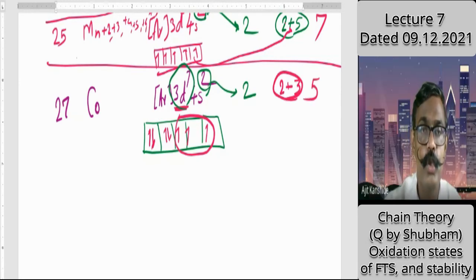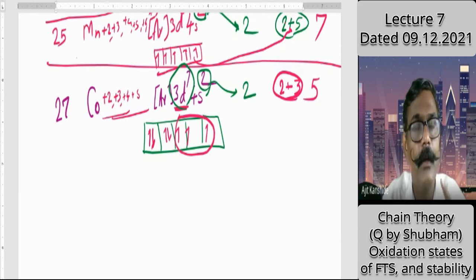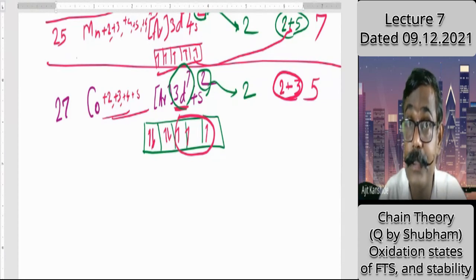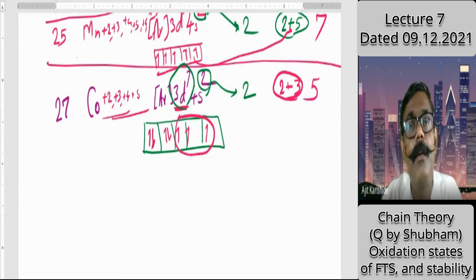So cobalt will show the variation from plus 2 to plus 5. In between, plus 3 and plus 4 will also be there. Similarly, you can work out other transition series metal ions. Two formulae are there. One: the minimum oxidation state is equal to the number of electrons in the 4s orbital. Second: the maximum oxidation state is equal to the number of electrons in the 4s orbital plus the number of unpaired electrons in the 3d orbital. With that you can calculate the variable oxidation states. So these are the possible oxidation states shown by first transition series elements.